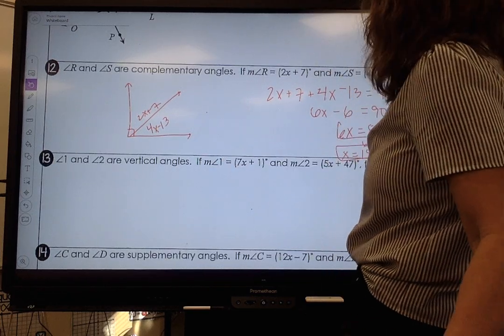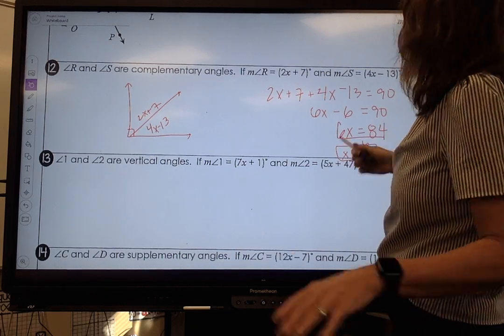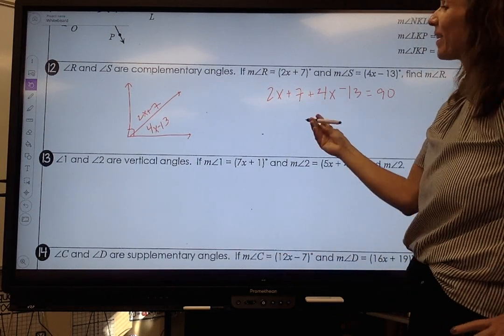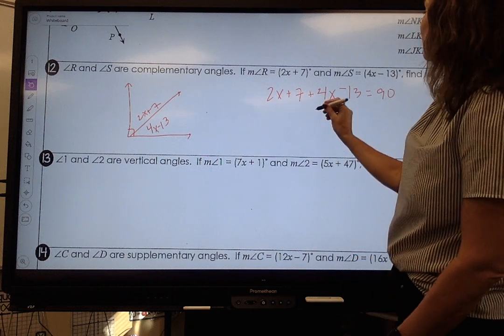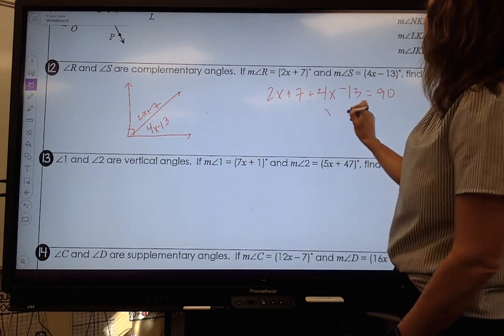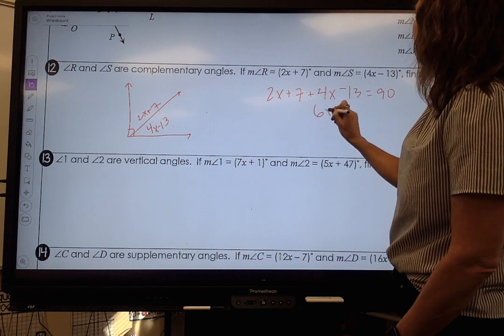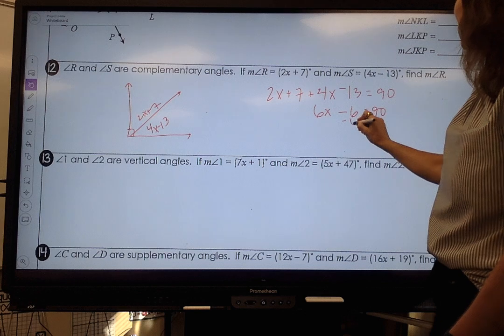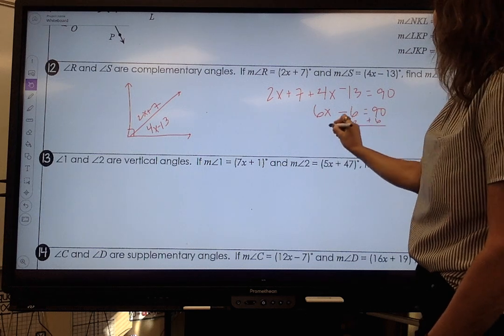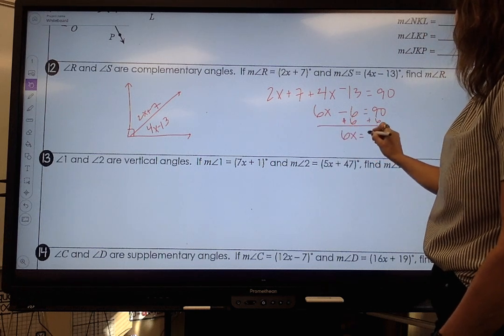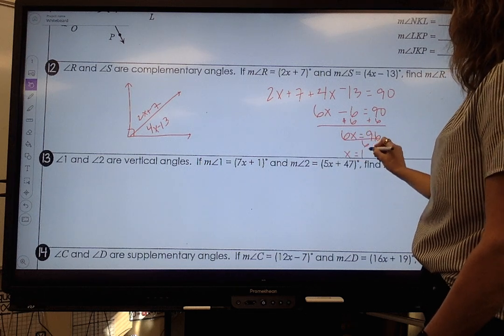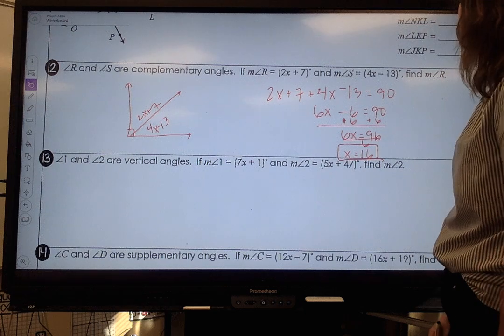So x is not 15. Not at all. Look, see, I told you I'd make a mistake. Let's go back. Let me slow down. 2x and 4x is 6x minus 6 equals 90. Now I'm going to add 6. See, when I don't write out my work, I make mistakes. 6x equals 96. Now we divide by 6, and I get 16 is my value for x.